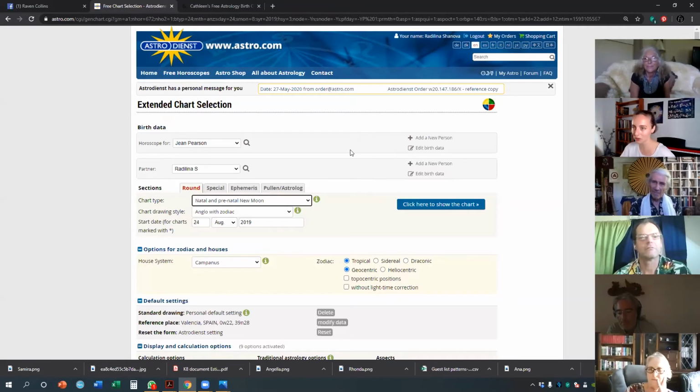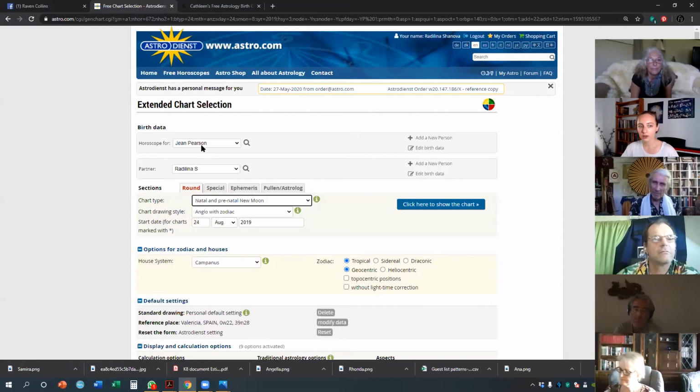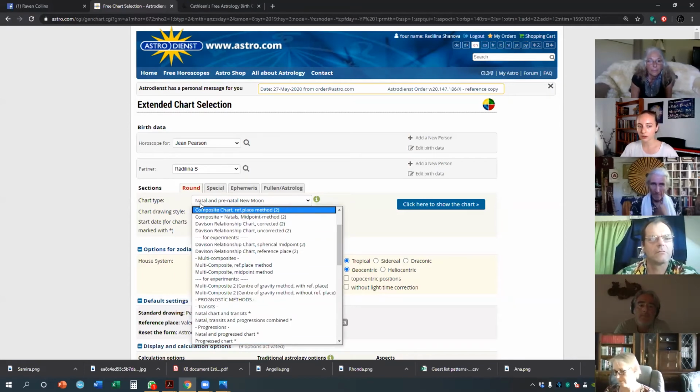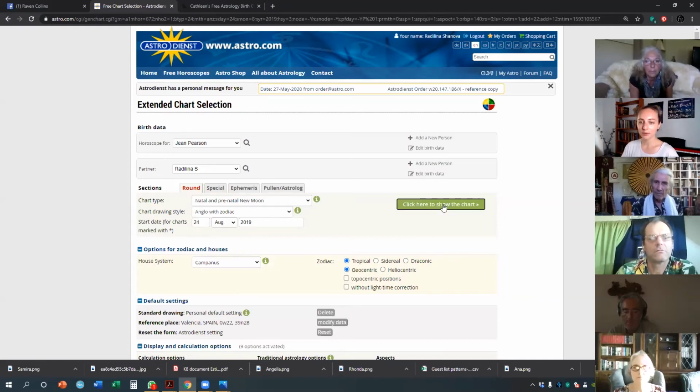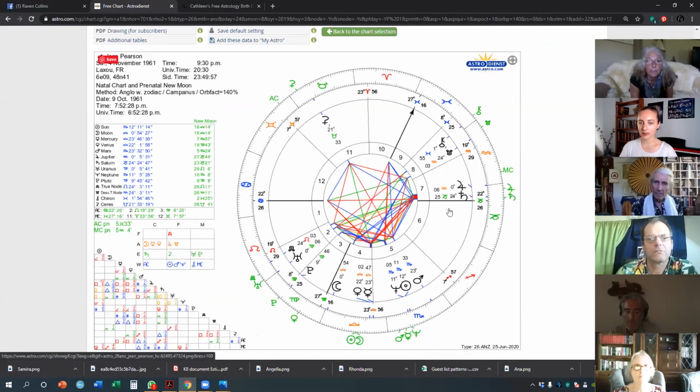So if you use astro.com, I have chosen here Jean-Marc's chart, because I've got it saved. Then you need to choose from the chart type this natal and prenatal new moon. I know maybe there are many other software programs where you can calculate this much better, but I use this. Then we see the chart, his chart, and on the outside of it we see the transits for the day when there was a new moon before he was born.